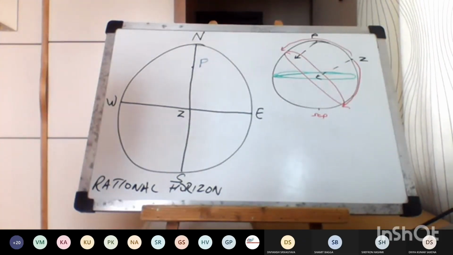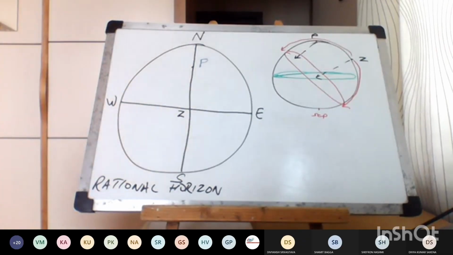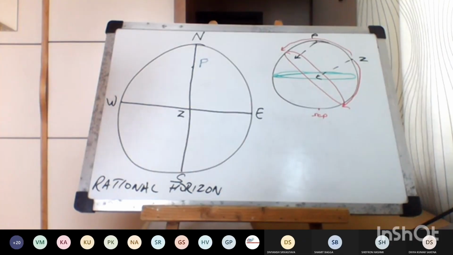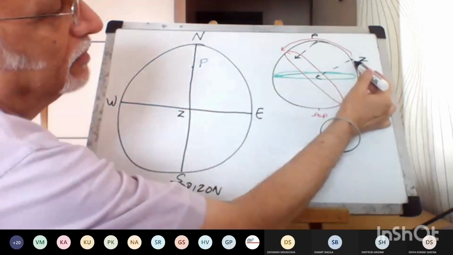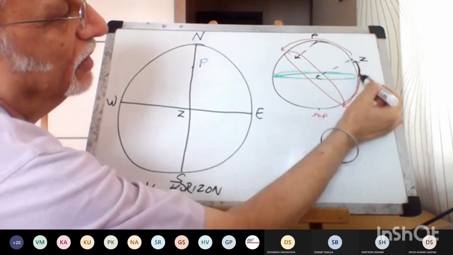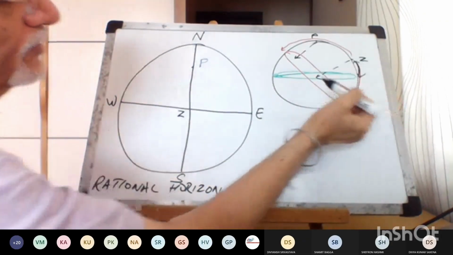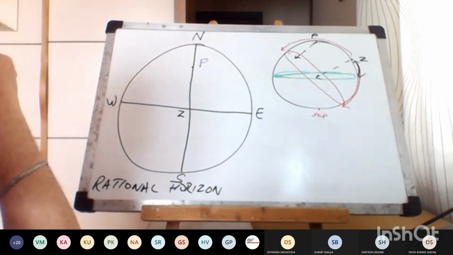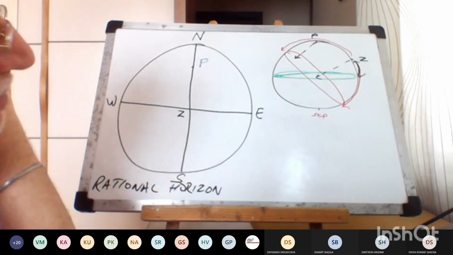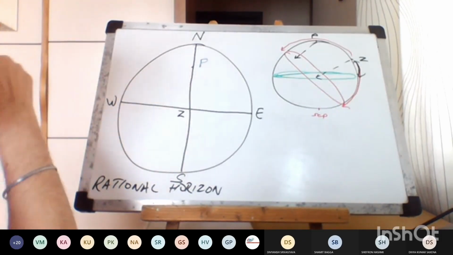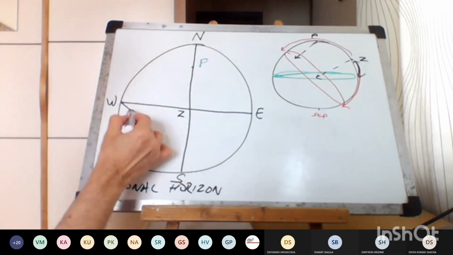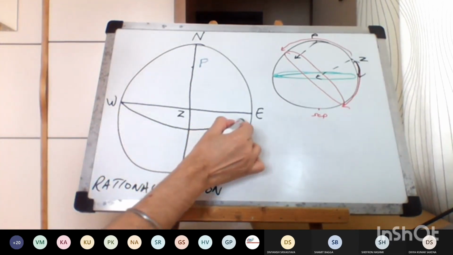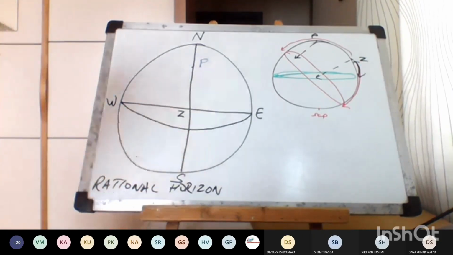It's very important you understand all these things now. Okay. Here we notice that we are in the northern latitude. The observer is in the northern latitude. That means the equator is to the south of the observer. Yes or no? Yes. So the equator is to the south of the observer. So we draw the equator to the south of the observer.